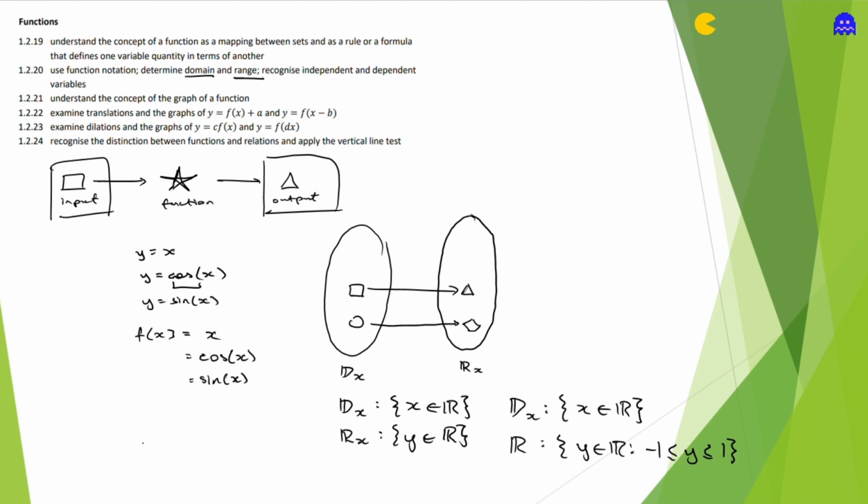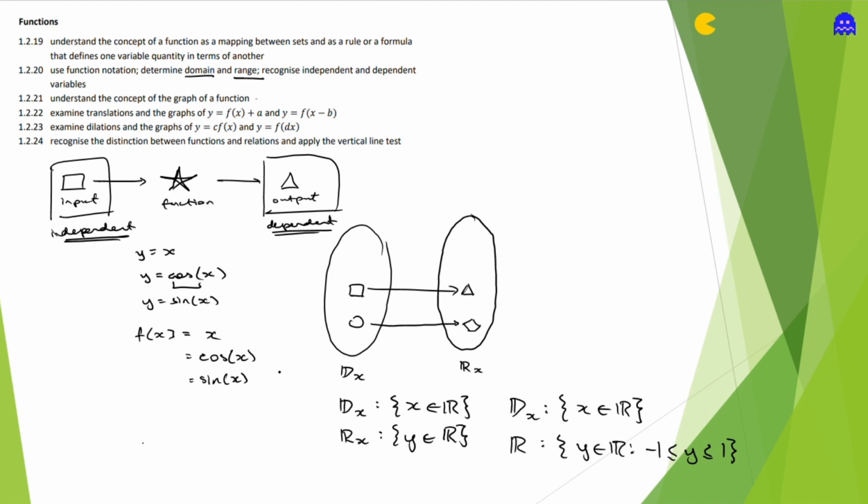Okay, so we've had a look at domain and range now. In terms of dependent and independent variables, our dependent variable is our output, and our independent variable is our input. The reason is that our dependent variable depends on what is put into the function. Commonly, our most common dependent variable is y, and our most common independent variable is x.